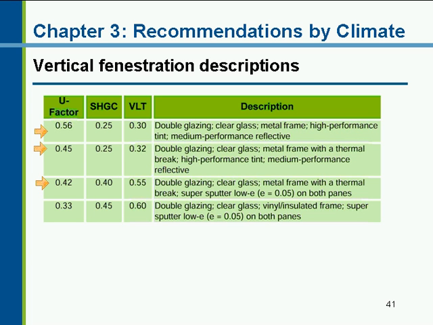The next step down here, this is more for climate zone 5, was a 0.42 U factor, 0.4 solar heat gain coefficient. In these situations, it's double glazing, and one pane has clear glass, and the metal frame has a thermal break. But the other pane has a very good low emissivity coating with an emissivity of 0.05 or lower.